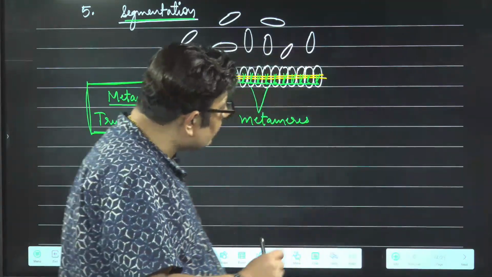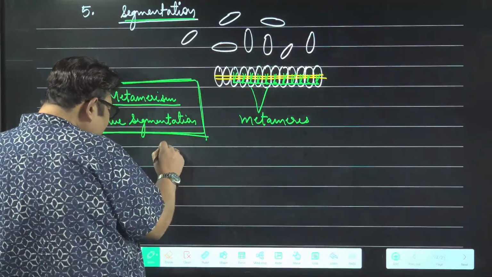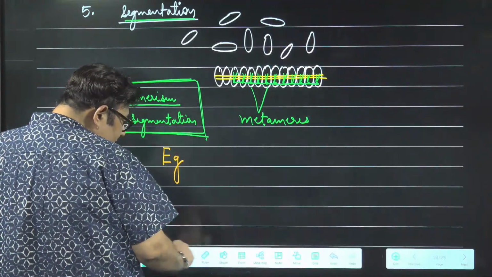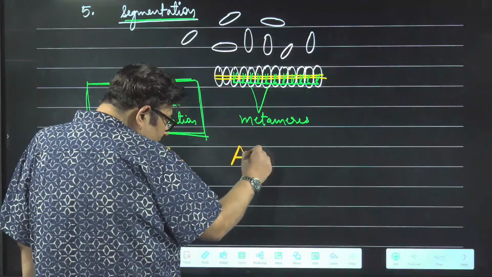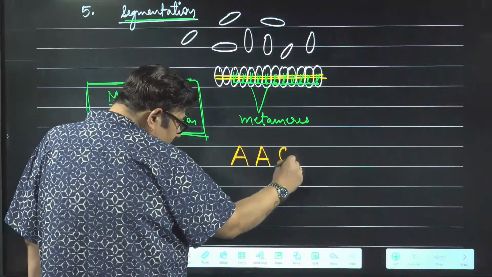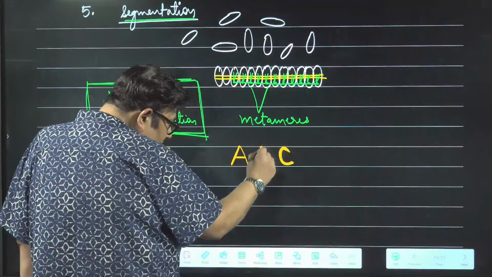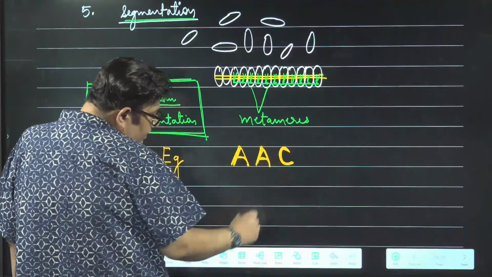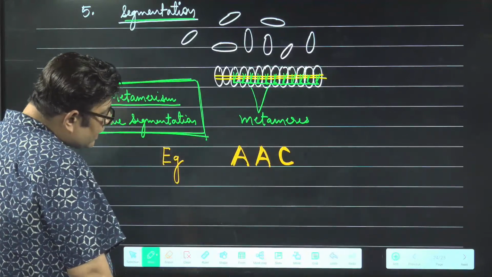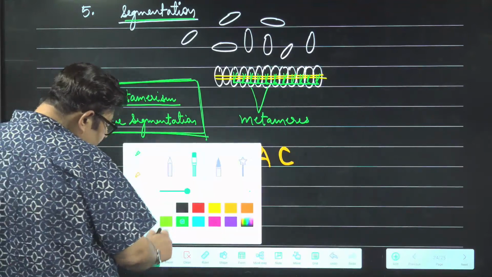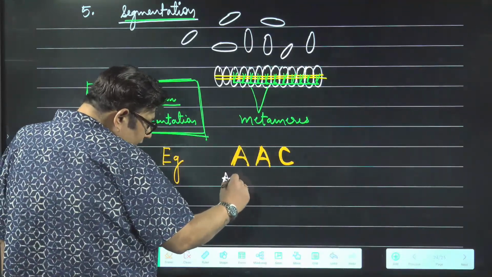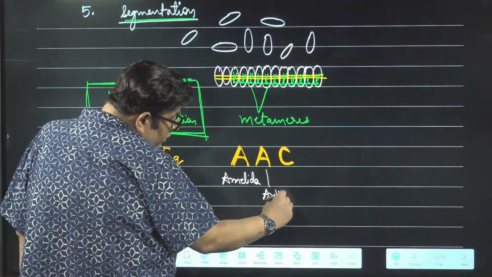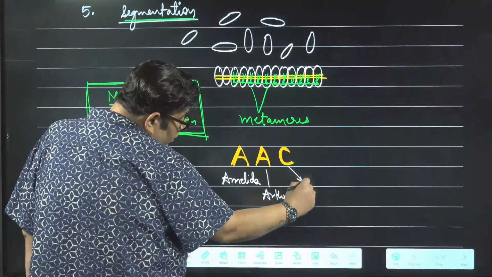Now the phyla which show true segmentation, examples. I tell you how I learned them. I learned them just by remembering their acronyms, for example AAC, and this will help you very much in the examination. So what is AAC? Annelida, Arthropoda, Chordata. The first phylum to show segmentation is Annelida. Then another A for Arthropoda, and then Chordata.